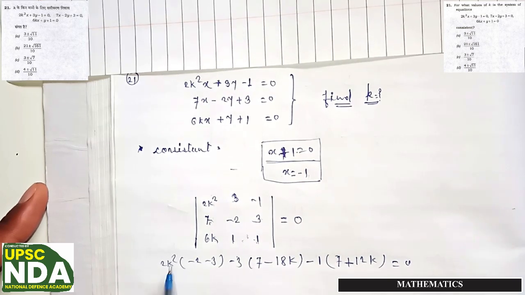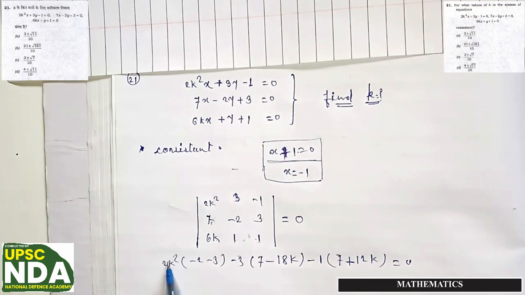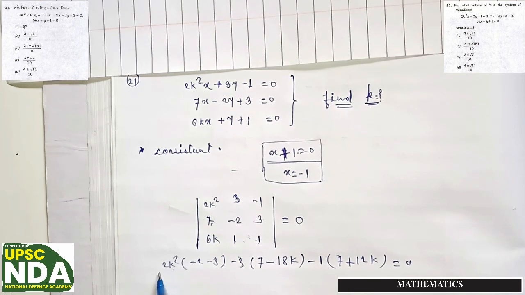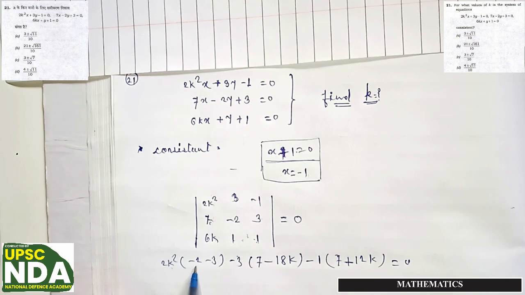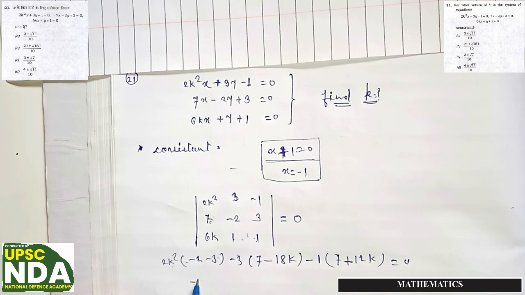As we have a k square term, that means we have a quadratic equation, so we have to find the roots of a quadratic equation. Let's go to the next step. Minus 2 and minus 3 gives minus 5, because when we take the negative common, we add these terms. Minus 5 times 2 is minus 10k square, so the first term is minus 10k square, then minus 7 minus 18k.